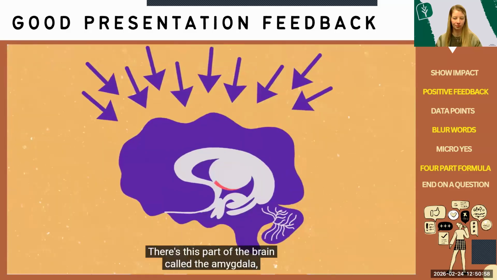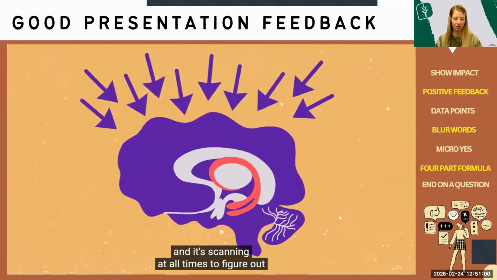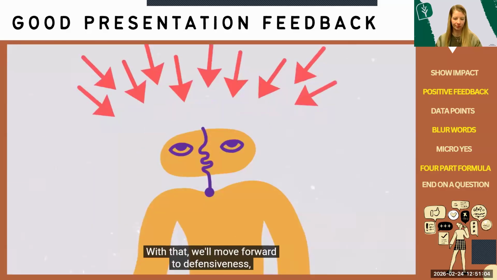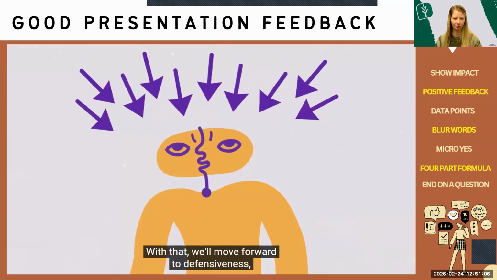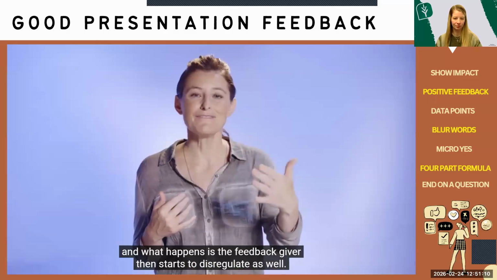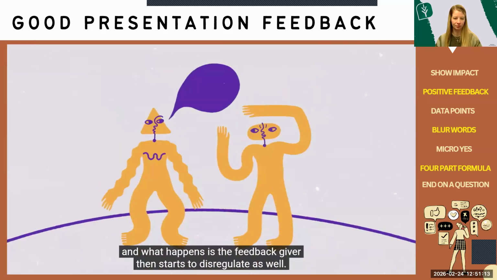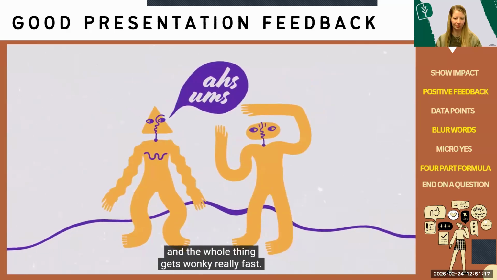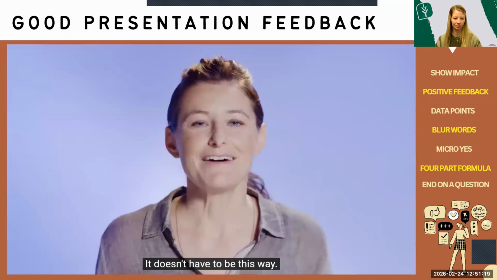There's this part of the brain called the amygdala, and it's scanning at all times to figure out whether the message has a social threat attached to it. With that, we'll move forward in defensiveness, or we'll move backwards in retreat. And what happens is the feedback giver then starts to dysregulate as well. They add more ums and ahs and justifications, and the whole thing gets wonky really fast. It doesn't have to be this way.